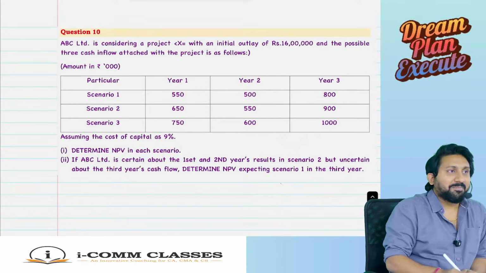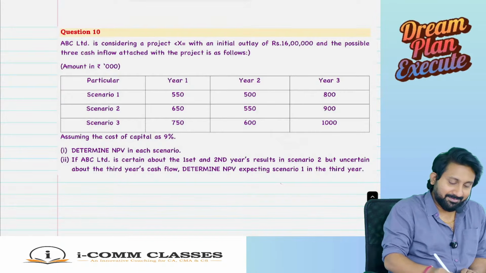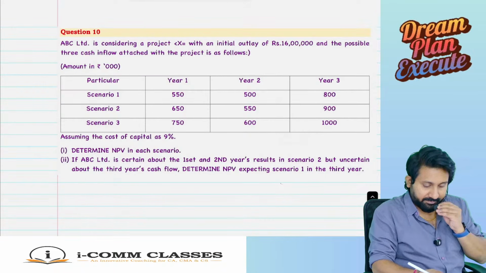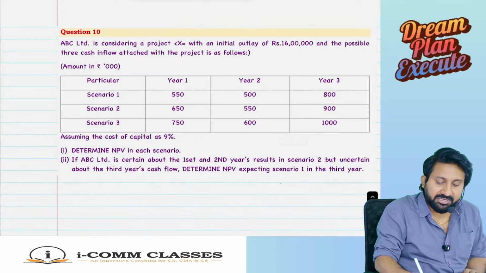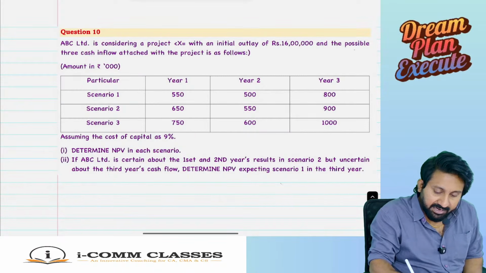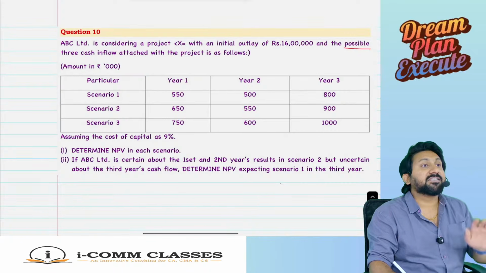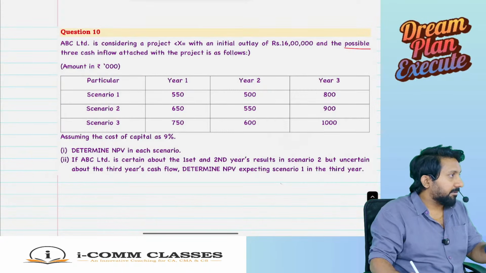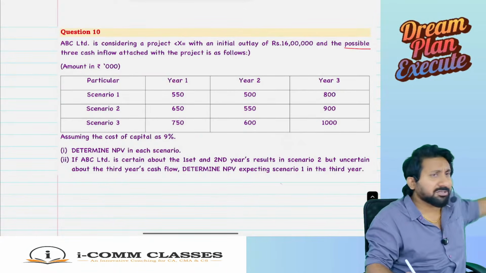So, point number 1. ABC Limited is considering a project with the initial outlay of 16 lakh. Possible 3-year cash flows are given. When I say possible, there is a chance. Possibility is there, confirmation not there. Why? These are all future cash flows.